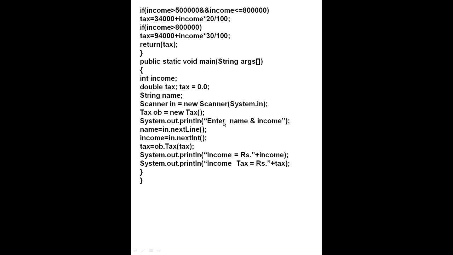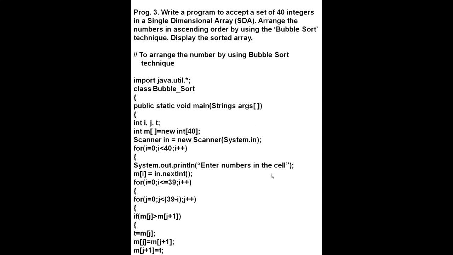We will write System.out.println enter name and income, and the data type is this. Then tax. Then System.out.println income is equal to plus income, and System.out.println income tax plus tax, it will come. Now the next question.